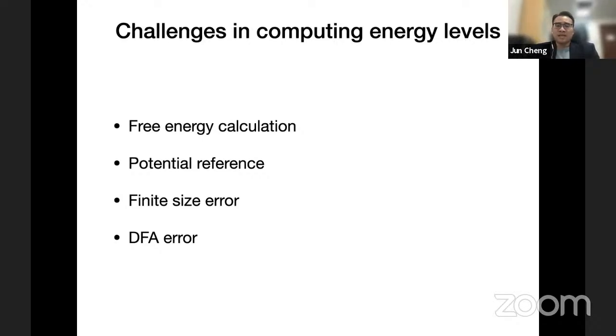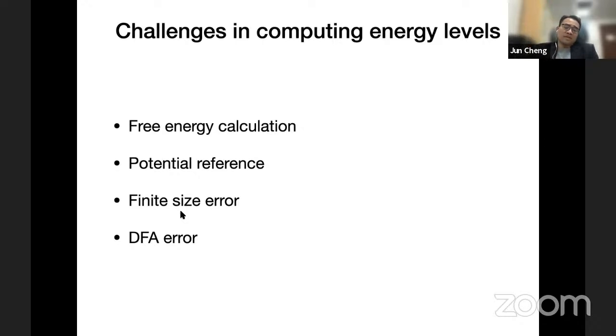So the challenges in computing the energy levels, at least I can think of four really tricky ones. First of all is the free energy calculation method. As I said, we need to do molecular dynamics sampling of all the configurations, so we have to directly calculate the free energy of the whole system. As I also mentioned, the potential reference is always an issue. It's already an issue in electrochemistry experiments, and also for computation. There's another issue associated with finite size error, because when we're simulating a condensed phase like liquid water, we very often use periodic boundary conditions. But if we calculate charged species, the charge will interact with its images.